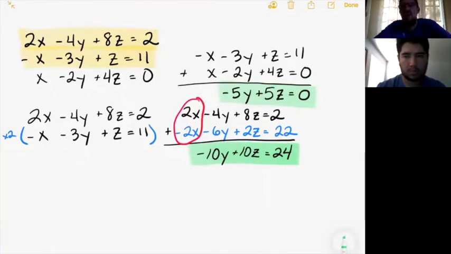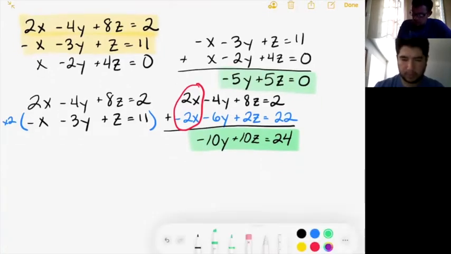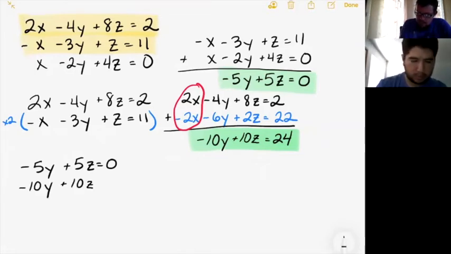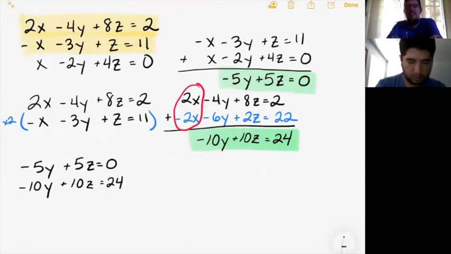Okay, so what we've ended up with here is two equations that I highlighted in green that are both down to where they only have y and z in them. So those are going to be the two equations that I'm going to work on next. So negative 5y plus 5z equals 0, and negative 10y plus 10z equals 20. I don't care which one of these two we eliminate, whether we eliminate the y or the z. I'm really just interested in which one's going to be the easiest. What do you think?